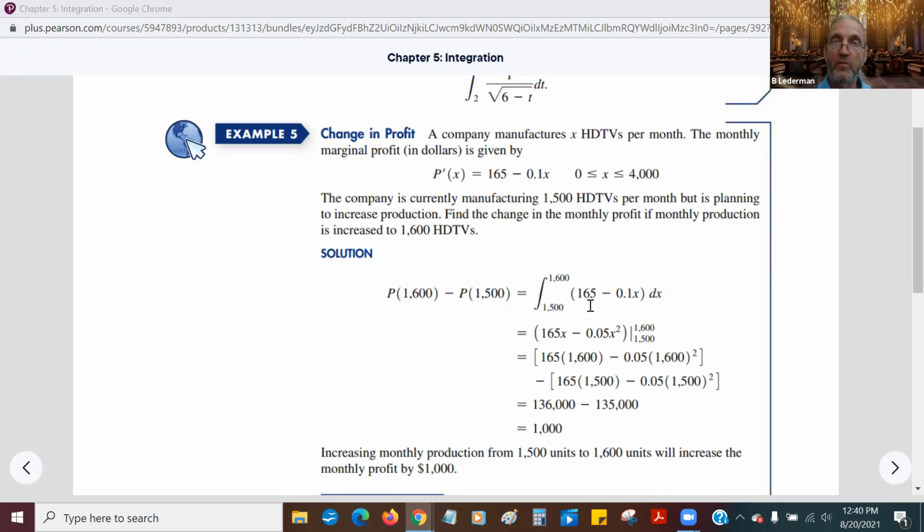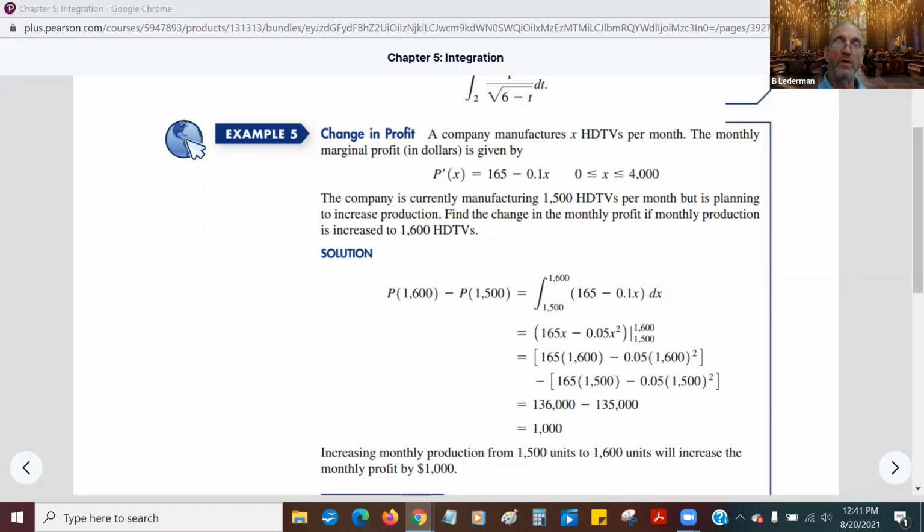I take the antiderivative. 165 becomes 165x. 0.1x becomes 0.05x squared, because it's 0.1 times x squared over 2, and 0.1 divided by 2 is 0.05. Evaluated between 1500 and 1600 just means I plug in 1600 for x and crunch out some number. I plug in 1500 for x, and get a different number. The first one, I'm going to get 136,000. The next one, I'm going to get 135,000. Subtract, and I get 1,000.